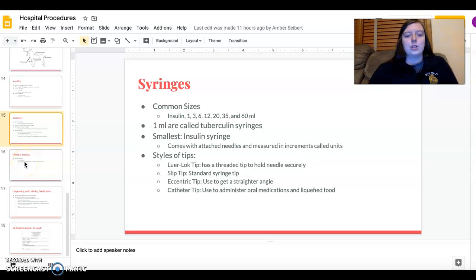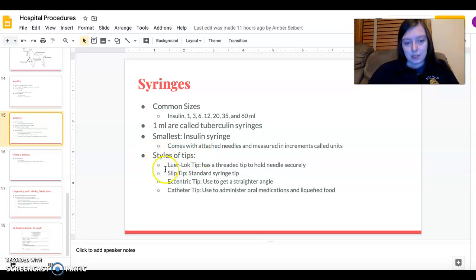Alright, syringes. There's a lot of common sizes of syringes as well. For our pets and animals, they're going to be insulin, 1, 3, 6, 12, 20, 35, and 60 milliliters. 1 milliliter syringes are called tuberculin syringes. The smallest is going to be the insulin syringe right here. It comes with an attached needle and is measured in increments called units.